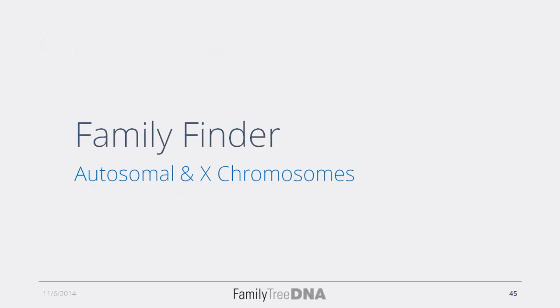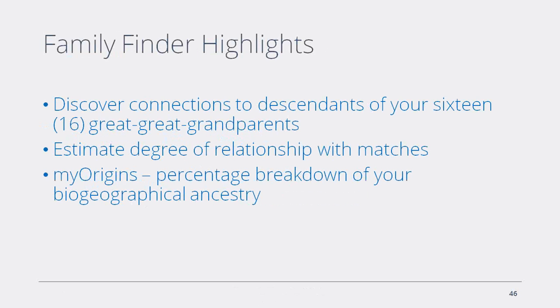Okay, so finally, we'll talk a little bit about Family Finder. Again, this is the autosomal test, and it also includes the X chromosome. The highlight of Family Finder is that it can help you discover connections to descendants of your 16 great-great-grandparents, so basically up to your third cousins with confidence. It can go back more than that; it's not only going to give you third cousins.